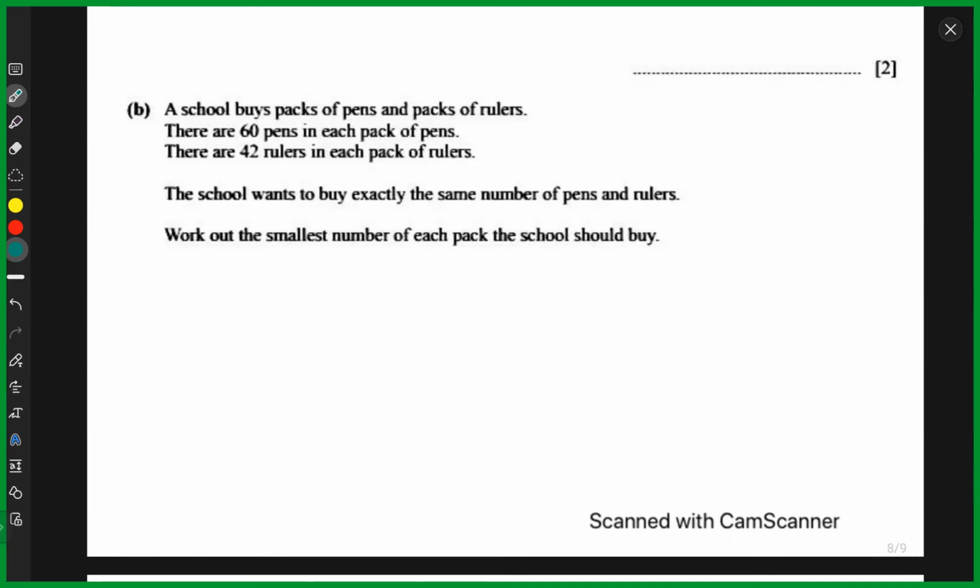Now, most of you did not do it correctly because you just did some part of this question and did not solve the entire question. 60 pens and 42 rulers, and they want the same number of pens and rulers, and it has to be the smallest number. So this is basically representing the lowest common multiple. This lowest common multiple would give you the smallest possible number that you can get for pens and rulers. So we need to take the LCM of 60 and 42.